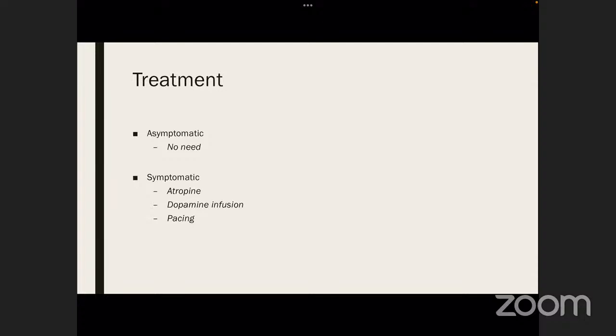For the management, for the asymptomatic, no need for any intervention. If the patient is symptomatic, then atropine can be used. If not, dopamine infusion should be started. And of course, pacing itself, either pacer wire or pacer already placed in the OR.